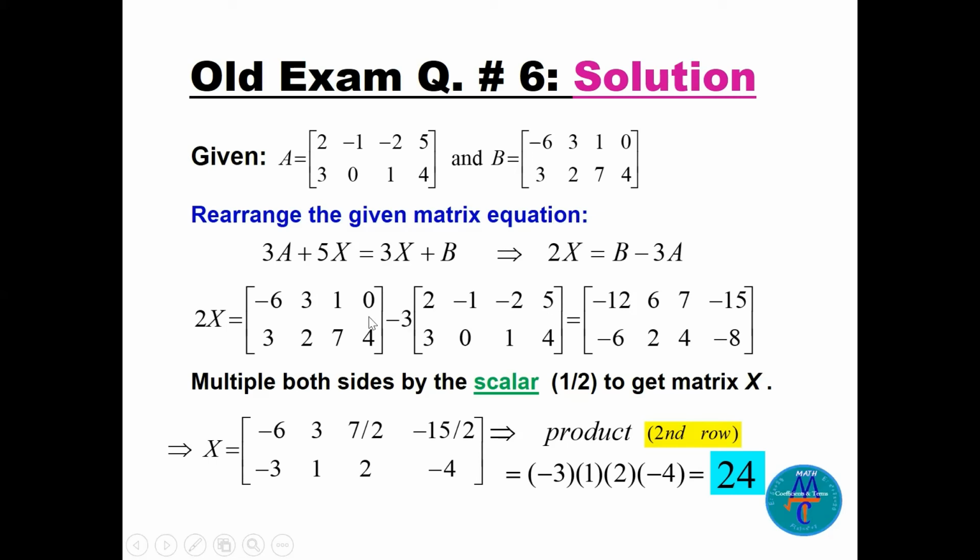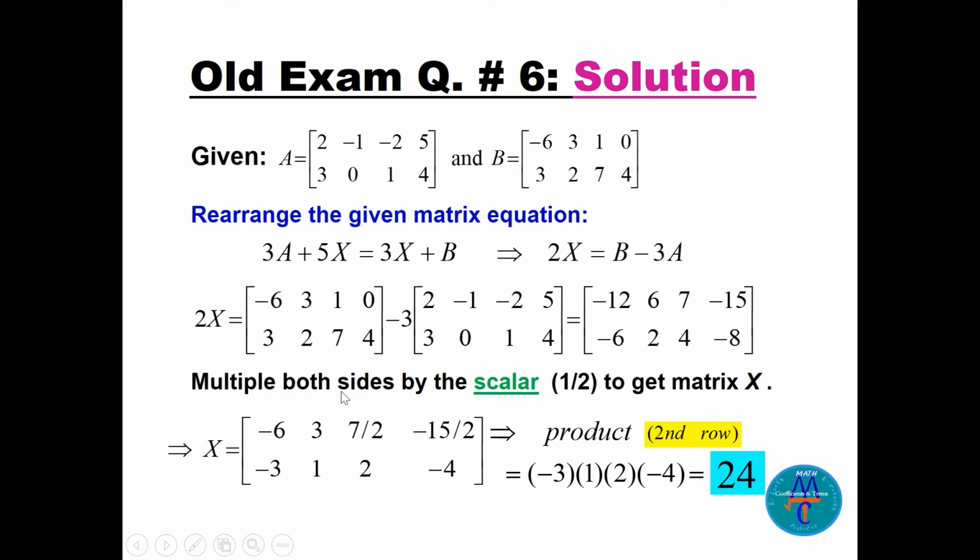So that would be minus 6. When you add minus 6, that will be minus 12. I will do one more. Minus 3 times minus 1, that will be 3. And there is a 3 here, so that will be 6. You can continue like that until you get 2X.